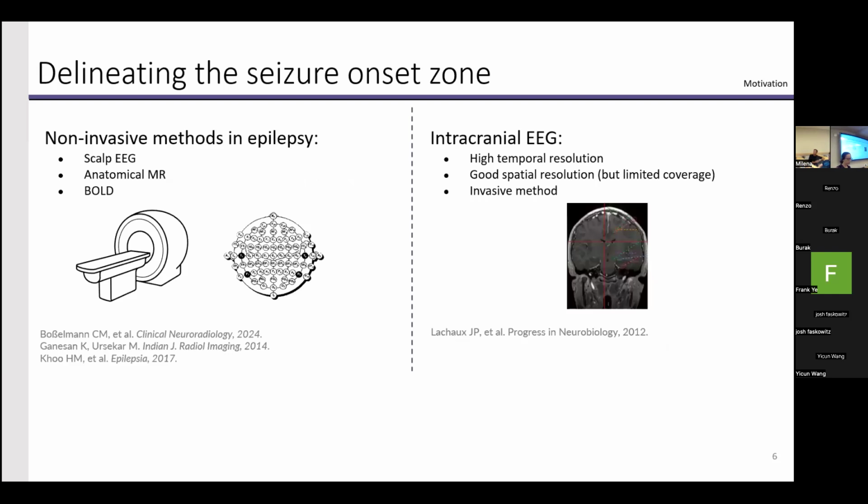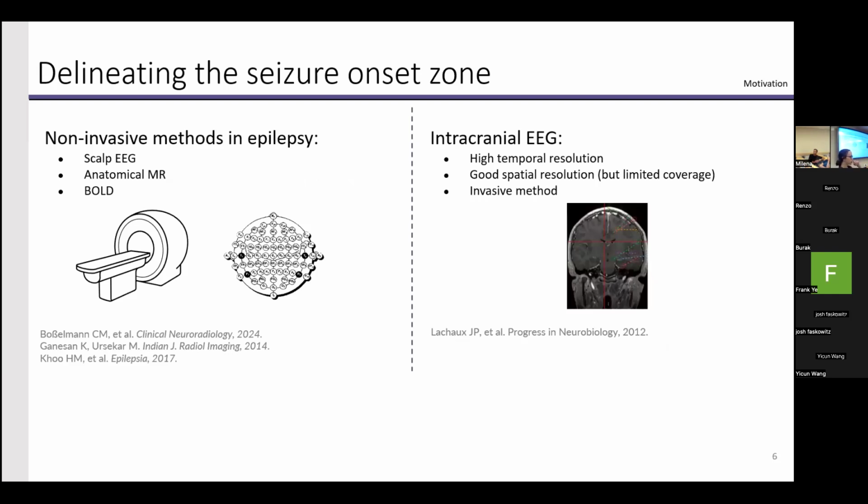And what we normally do in our clinic is first we try to manage with the non-invasive methods. So we will do scalp EEG and anatomical MR. And if the finding of the suspected seizure onset zone in EEG matches any type of anatomical abnormality, that might be enough for surgical planning. But mostly that doesn't happen because many patients are MR negative, so they don't have any abnormality.